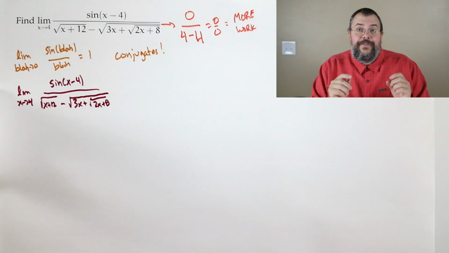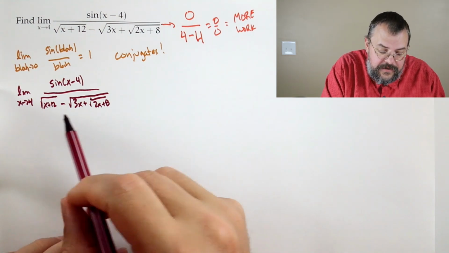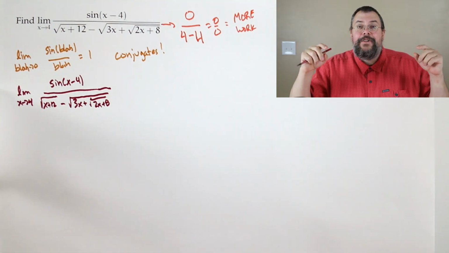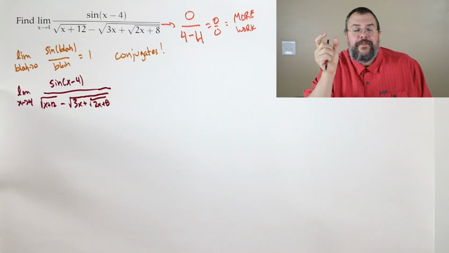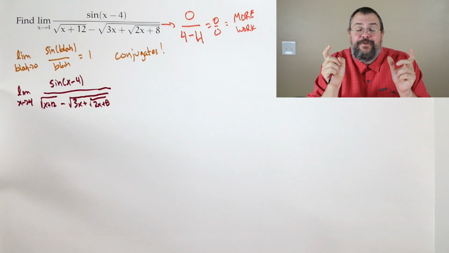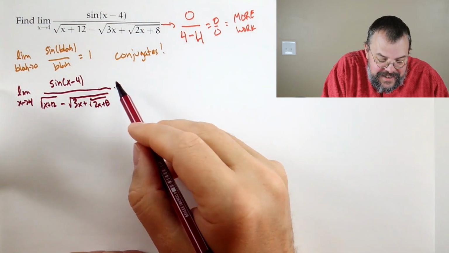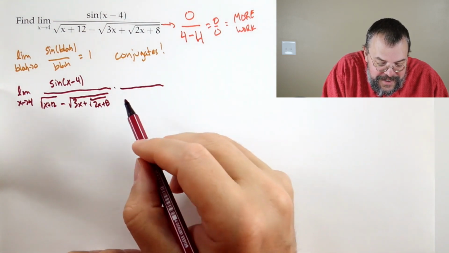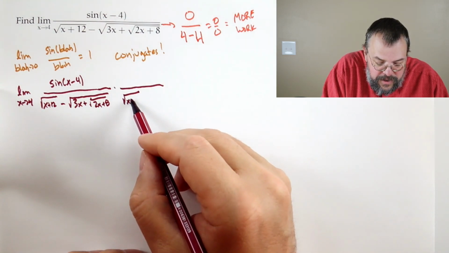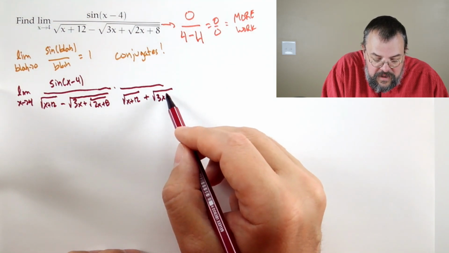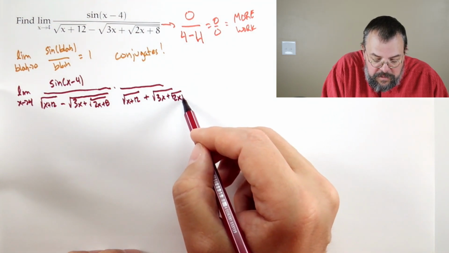Okay, so let's get rid of the first layers of square roots. In fact, this is a great time to use the conjugate because normally with the conjugate you only have one piece that has a square root. Both the pieces have square roots, so it's like we're getting a double bonus by using the conjugate. Conjugate, you're so good. Okay, so square root of x plus 12 plus square root of 3x plus square root of 2x plus 8.